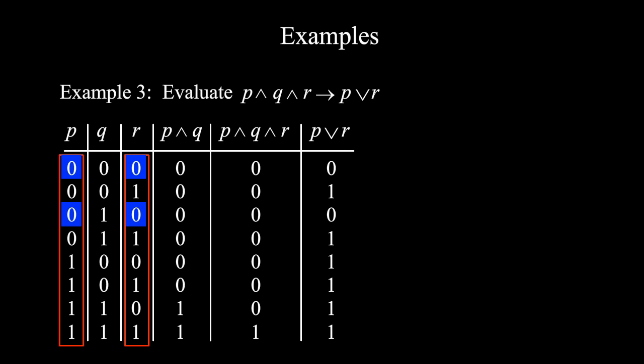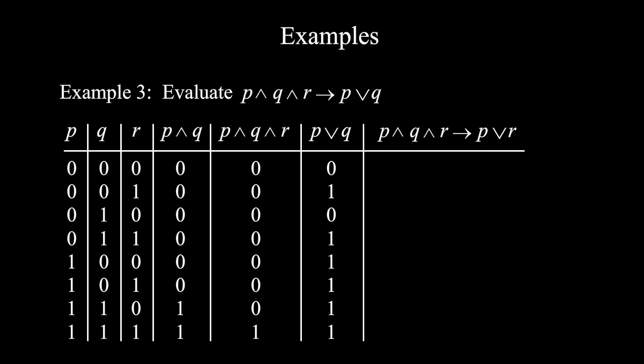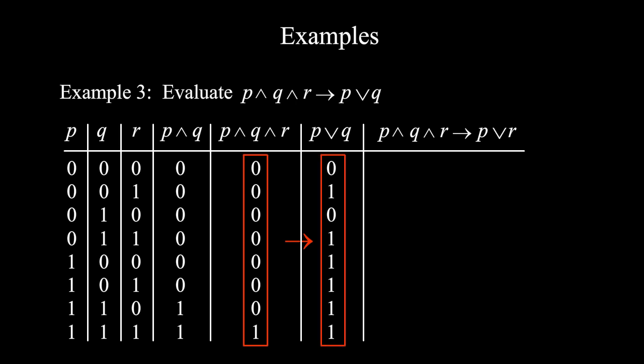Finally, we evaluate the main proposition P and Q and R implies P or R. We put it in the seventh column. So, this is the fifth column implies the sixth column. Now look at the rows where the fifth column is 1 and the sixth column is 0. For these rows, put 0 in the seventh column and put ones for all other rows in that column.